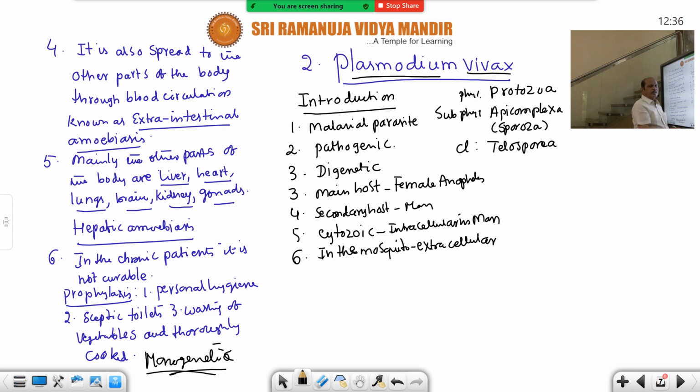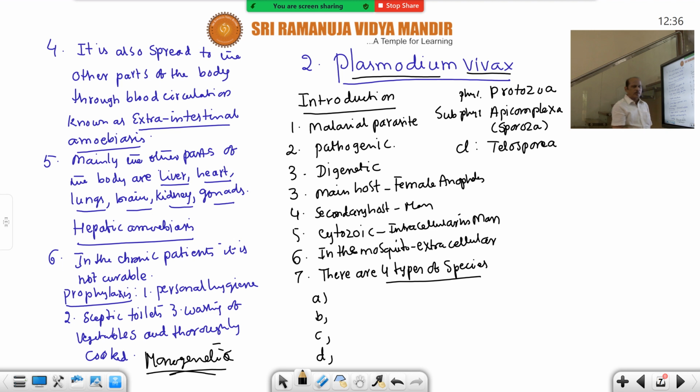These are all introductory features of Plasmodium vivax, and there are 4 types of species of Plasmodium. Of course, all 4 species are not given in the NCERT; only 2 species are given. Anyhow, let us take those 4 species with the malaria fever caused by them. First, Plasmodium vivax causes benign tertian malaria.